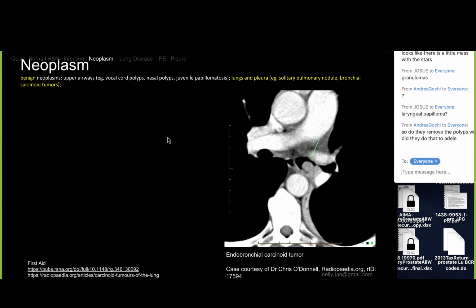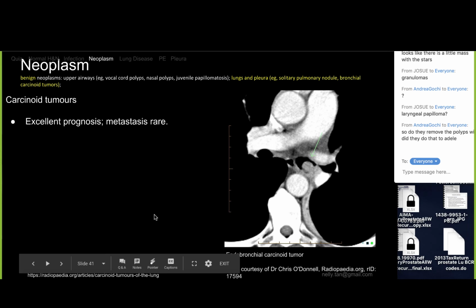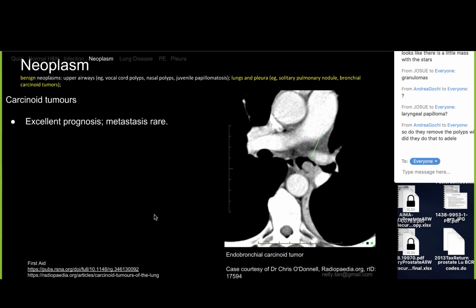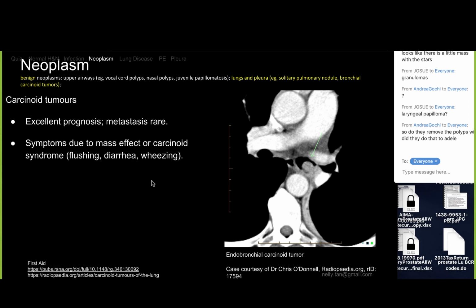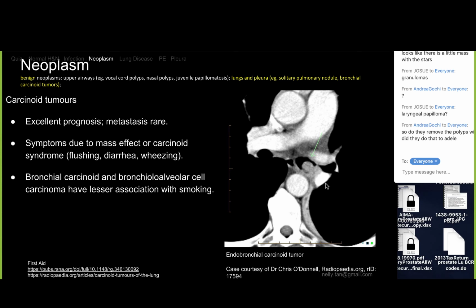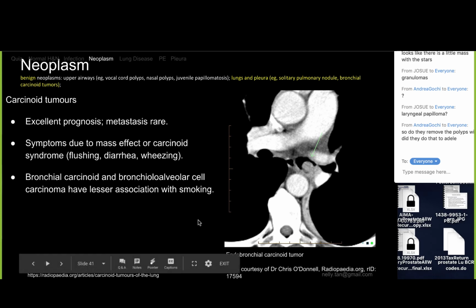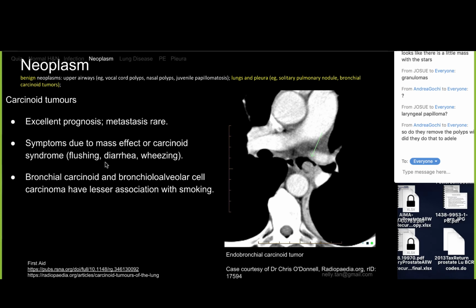So let's go back to, so this is carcinoid. So carcinoid tumors are benign. They have outstanding prognosis, and metastasis is rare. Symptoms are typically due to mass effect because you get endobronchial obstruction, so you can get collapse of the lung. And sometimes patients can develop this carcinoid syndrome, flushing, diarrhea, wheezing, from a hormone that's produced. And what is that hormone called?